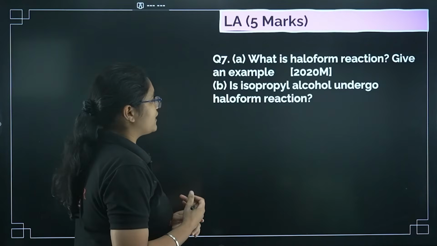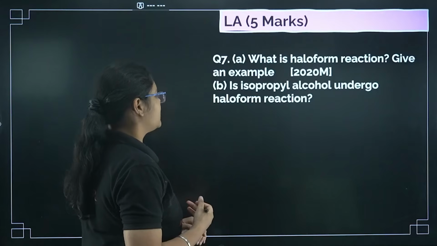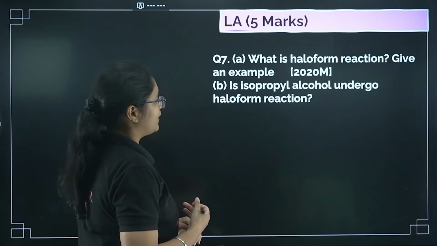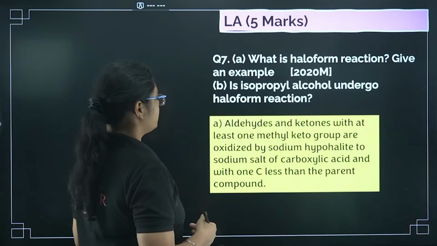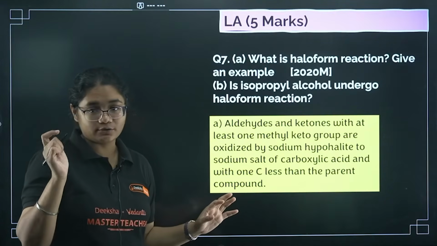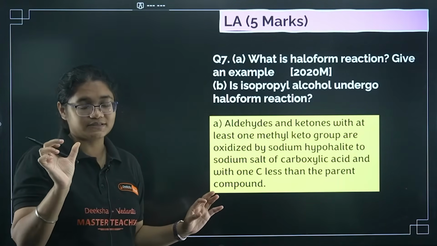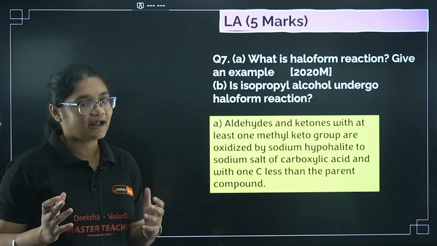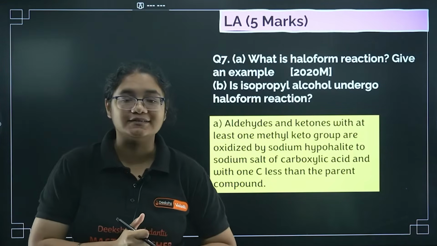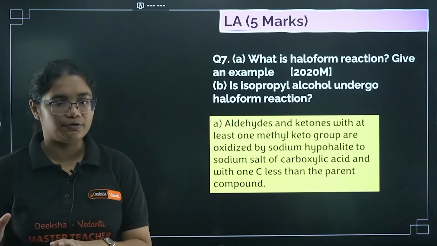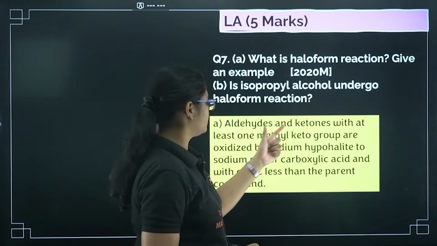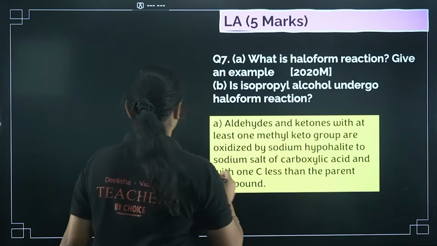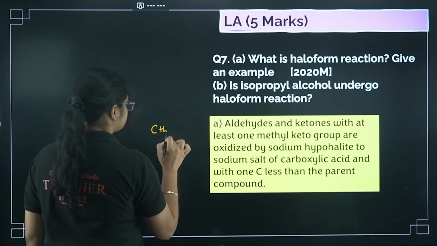Next question, what is haloform reaction? Give an example. Does isopropyl alcohol undergo haloform reaction? Okay. So haloform reaction is when you have a methyl ketone, the CH3CO group, present, then the molecule gets oxidized to give you the sodium salt of carboxylic acid and iodoform or haloform, okay. So aldehydes and ketones with at least one methyl keto group. Now what is this methyl keto group? This one.